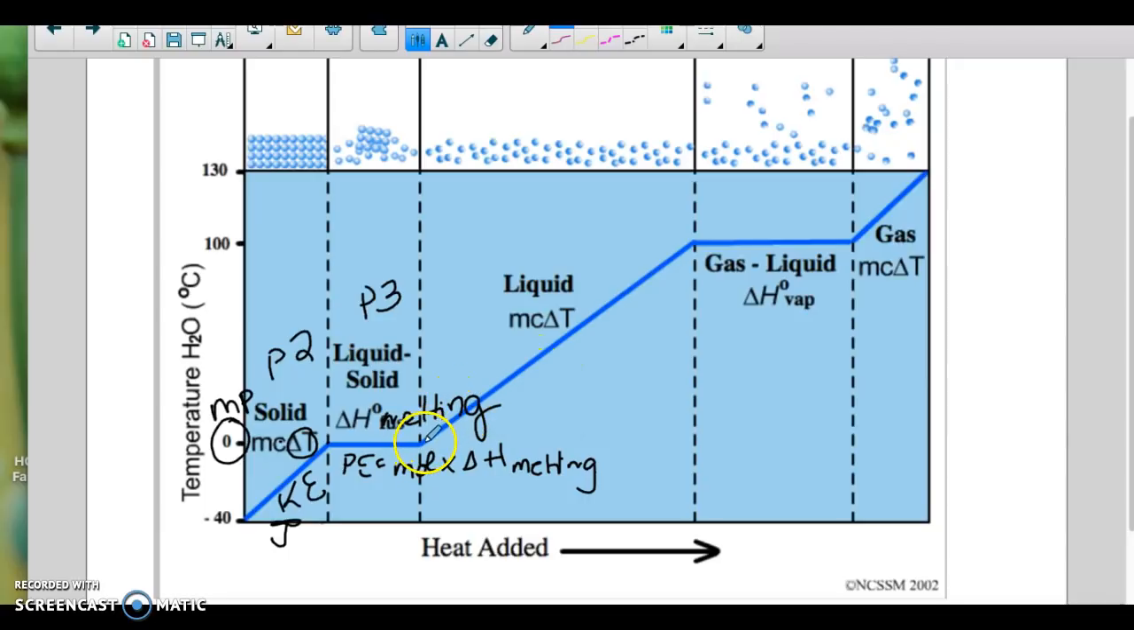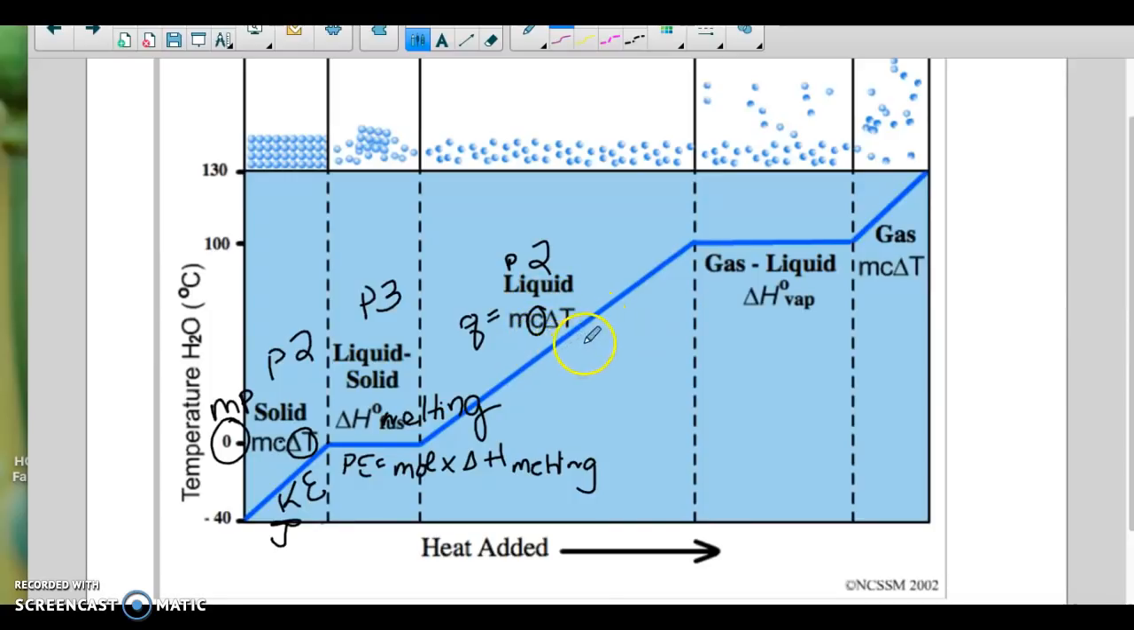Once all of the ice is melted and now liquid, then we start to increase kinetic energy again. The temperature is changing. The liquid particles are moving faster and faster. So we can use the MCAT equation again. This is going to be, again, using page 2, the specific heat for liquid water.